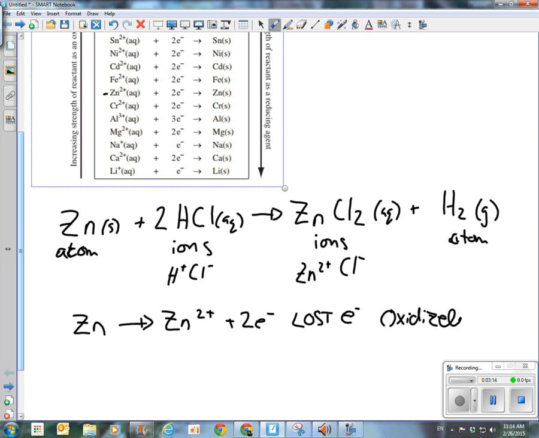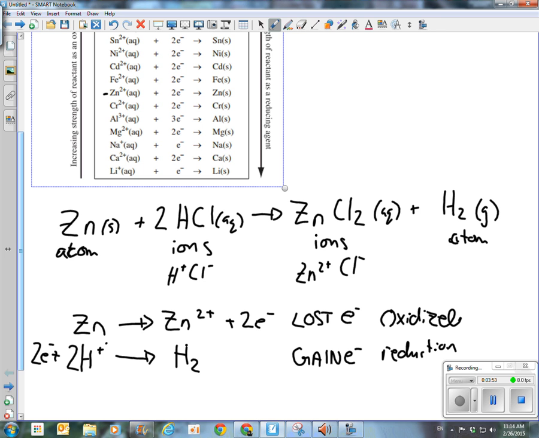Now if we look here, we have hydrogen, H plus, which is going to form just H2. So I have to have 2 here, and if it's forming H2, I need to get rid of this charge that's there. Because of that, I need 2 electrons, so I'm going to add 2 electrons over here. Because I'm gaining electrons, this is reduction.